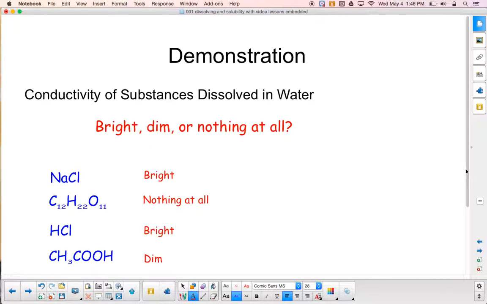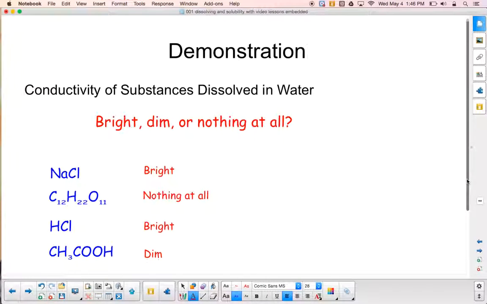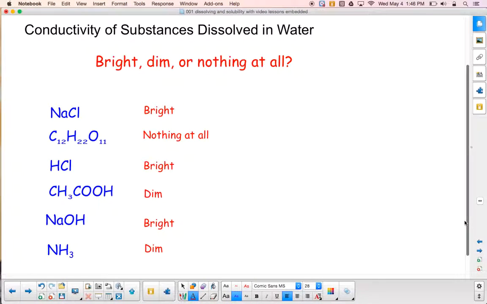In class today, we did a demonstration called bright, dim, or nothing at all. And I got out the light bulb again, and I put some compounds into water and measured whether they were bright, dim, or nothing at all. Now, some of these weren't surprising at all. We've done them before. Nobody was surprised that sodium chloride made a bright light, or that sugar made no light at all, or even that sodium hydroxide with its metal and its polyatomic ion made a bright light.